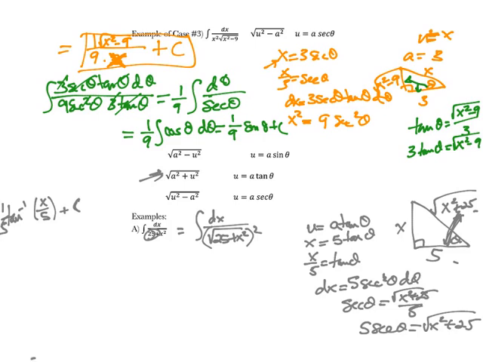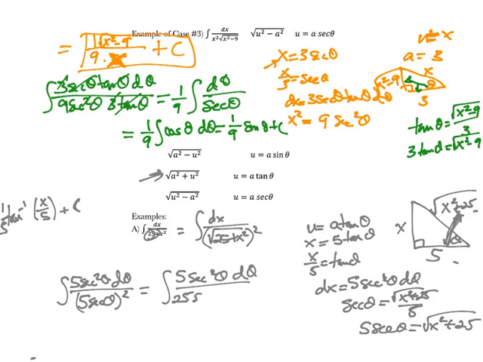So, rewriting the problem, I have the integral of dx, which is 5 secant squared theta d theta, over the square root of 25 plus x squared, which is 5 secant theta, but I have to square that. That gives me 5 secant squared theta d theta over 25 secant squared theta, which means those cancel out. I just have 1/5 d theta.